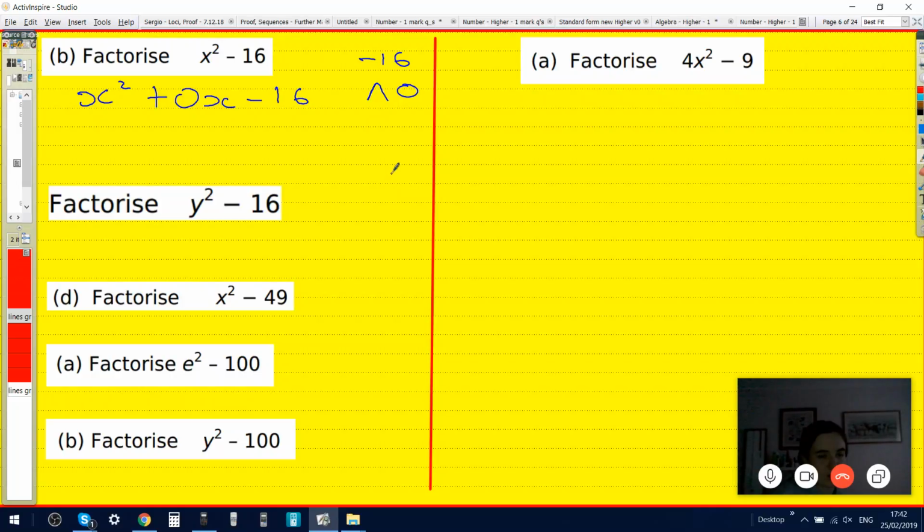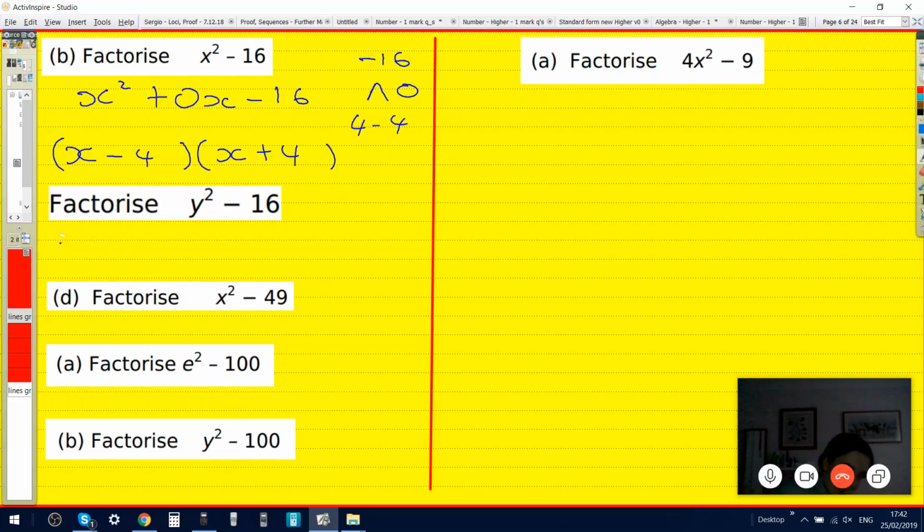8 and minus 8. They won't multiply to make 16. Oh no, 4 minus. Yes. And so what are the brackets? x minus 4, x plus 4. Yes. And so if you have this type, it's called difference of two squares. That's what it is. So it's the square root of both of them and then different signs in the middle.